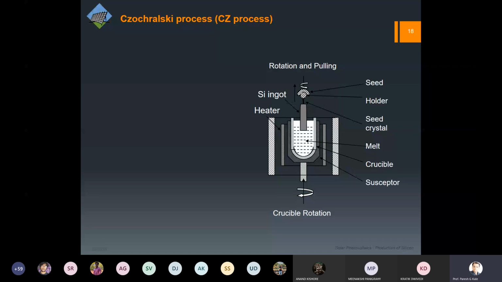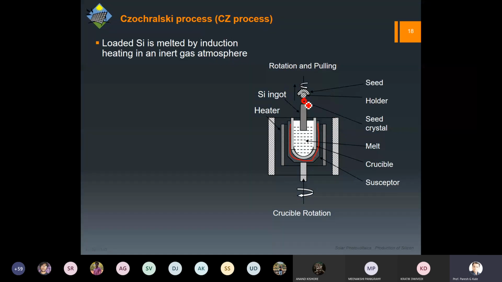Starting with the CZ process, a very widely used process, you can see that there is a crucible, again made of quartz. Then you have the silicon ingot, but you start with one seed. There is a seed holder, and an arrangement so that we can keep on rotating it. Rotation and pulling: rotation to achieve uniformity, and pulling because in the crucible we are melting the silicon obtained in the previous process after step 3.